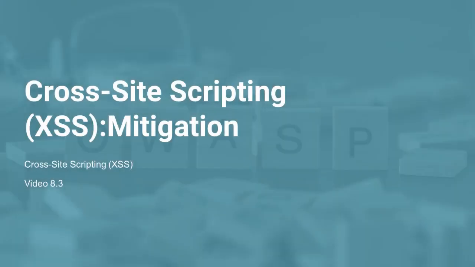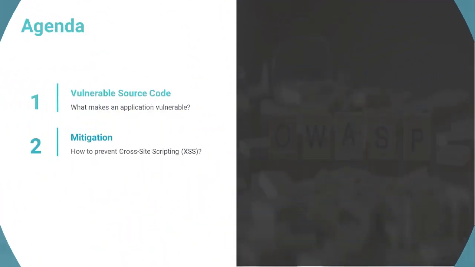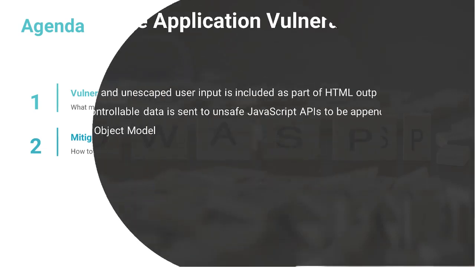Welcome to the third and last part of cross-site scripting session. In this part, we will discuss cross-site scripting mitigation. We will start discussing what makes an application vulnerable, and then we will hunt OWASP Juice Shop vulnerable source code. Before closing this session, we will discuss how to avoid such vulnerabilities.